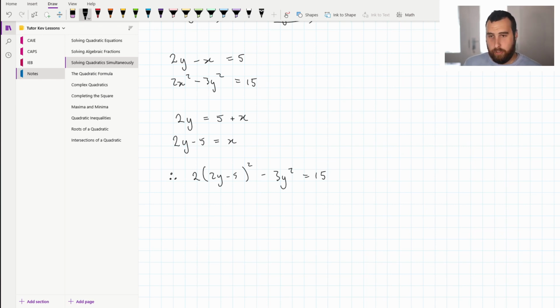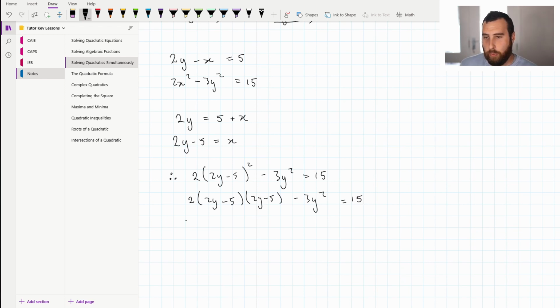And here I'm going to then write my brackets twice, FOIL, expand, simplify. Notice that I have a quadratic, so then take everything over to the other side and then factorize. So I'm going to have (2y minus 5)(2y minus 5). I generally tell my students to do this if they're not feeling super confident in working with squared brackets. This is just a nice safe way to make sure that you FOIL correctly and don't leave out any terms. So we're going to have minus 3y squared equals 15.